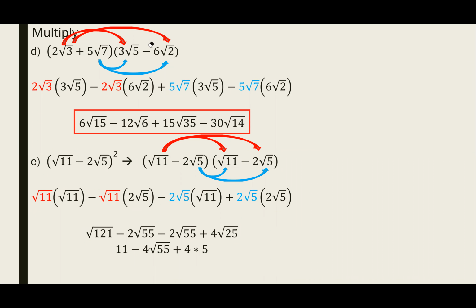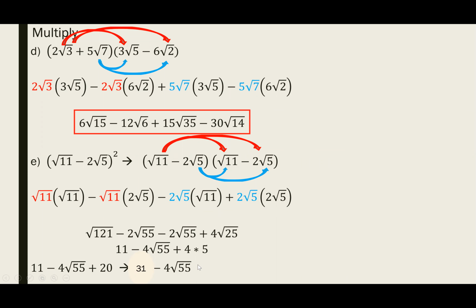Now, do you agree that what we have is 11 minus 4 square root of 55 plus 20? And 11 plus 20, those are my like terms. 11 plus 20 gives me 31 minus 4 square root of 55. And again, 55 doesn't contain a perfect square. So this is your answer.